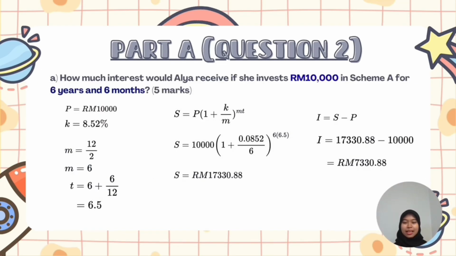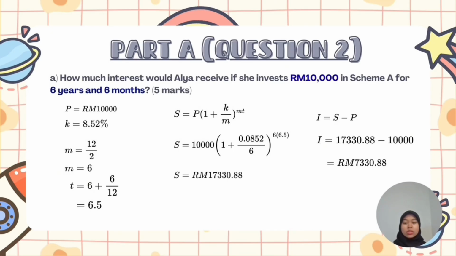For question A, how much interest will Alia receive? This question uses the interest formula, which is I equals S minus P. To find I, we need to find S first. For S, it is S equals P (1 plus K per M) power MT. So, our principal is 10,000 ringgit. In the question, she invests RM 10,000 in scheme A. In scheme A, it says 8.52% compounded every 2 months.